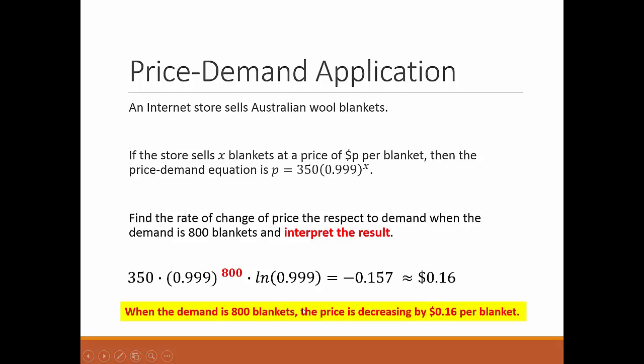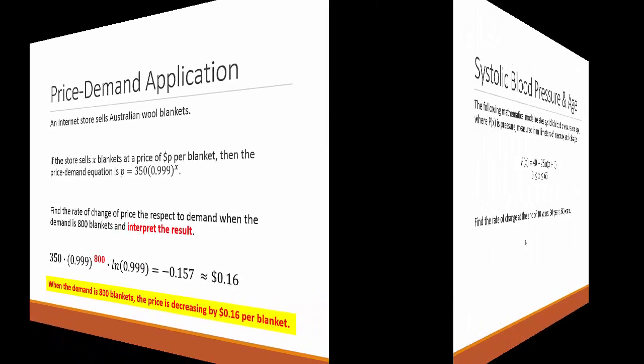Well, it looks like when the demand is 800 blankets, the price is decreasing. So you might say, well, how did you go from a negative to positive? In my interpretation, it probably would have been better to leave that as a negative, I'll be honest with you. But as long as my interpretation is that this is decreasing, that tells me it's negative. So when the demand is 800 blankets, the price is decreasing by 16 cents per blanket.